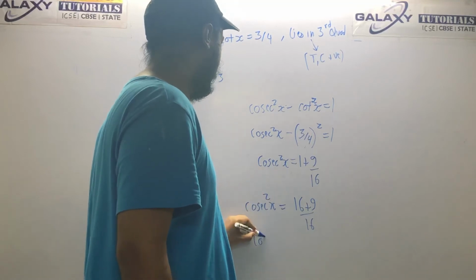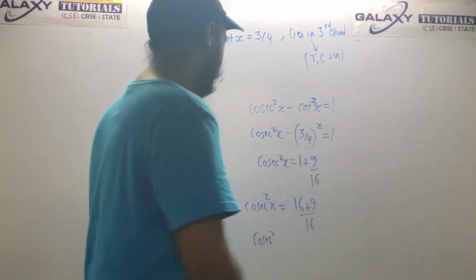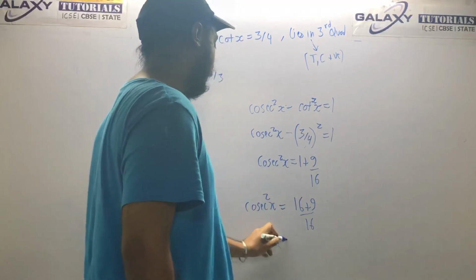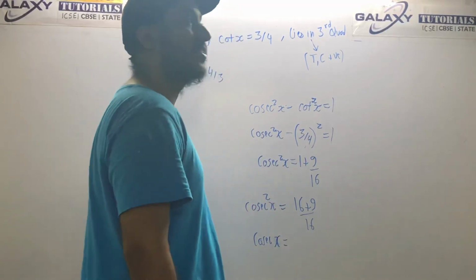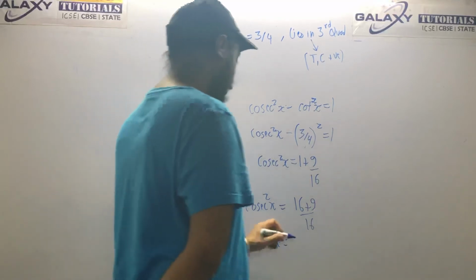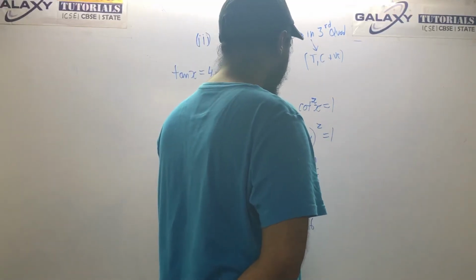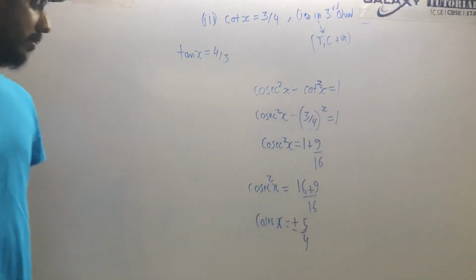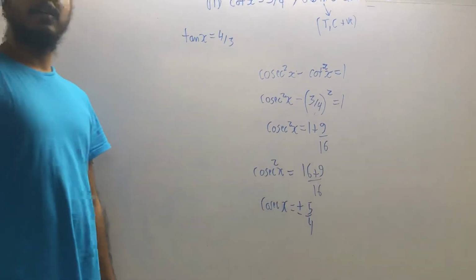So cosec x will be what? That will be, this is 25 upon 16. So 25 square root is 5 and 16 square root is 4. So it will be plus minus 5 by 4. Now tell me, the value of cosecant x will be positive or negative?